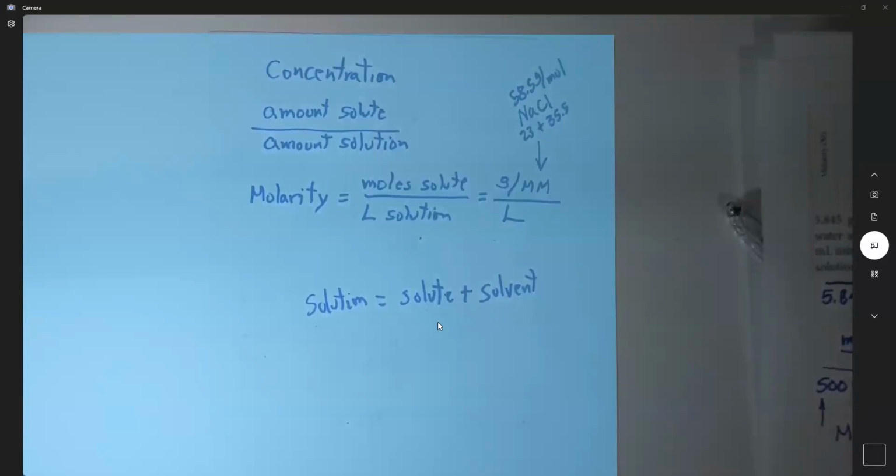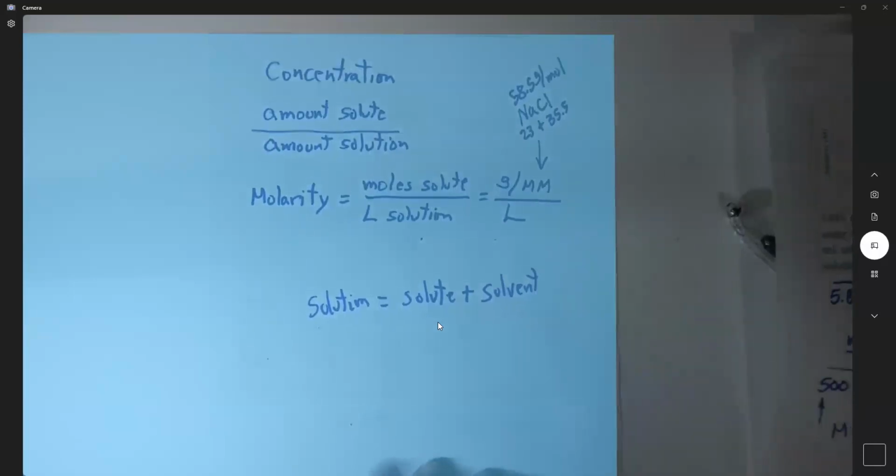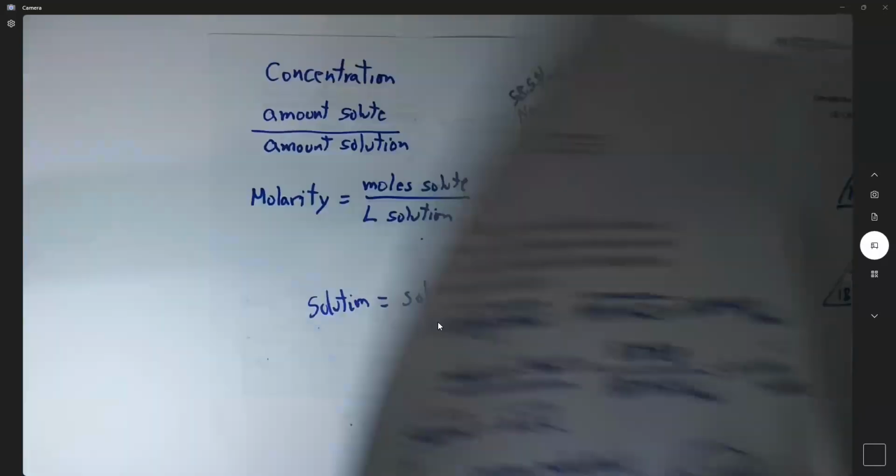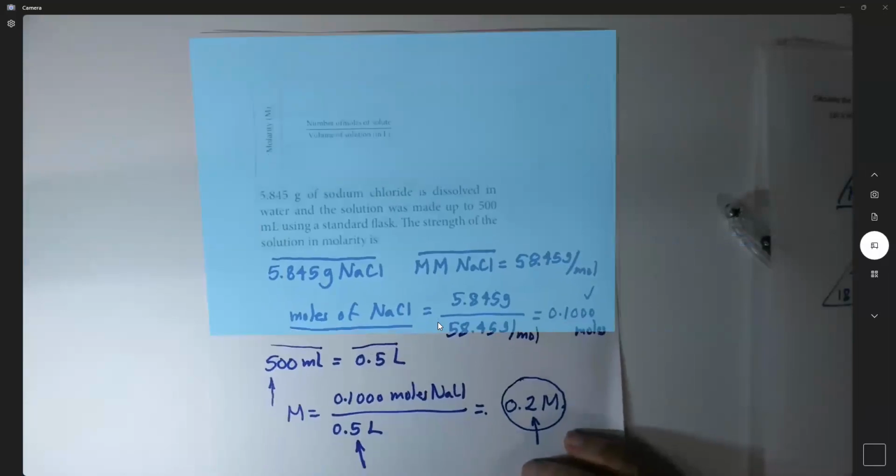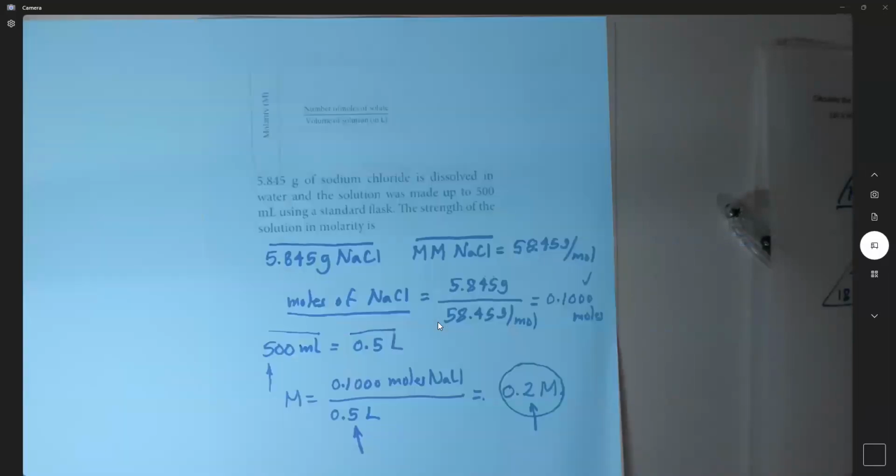And let's go to an example of how to solve a problem like this. Here we have a solution of sodium chloride that contains 5.845 grams of sodium chloride. The molar mass, as I told you before, is 58.45 grams per mole. You have to calculate this from the periodic table.